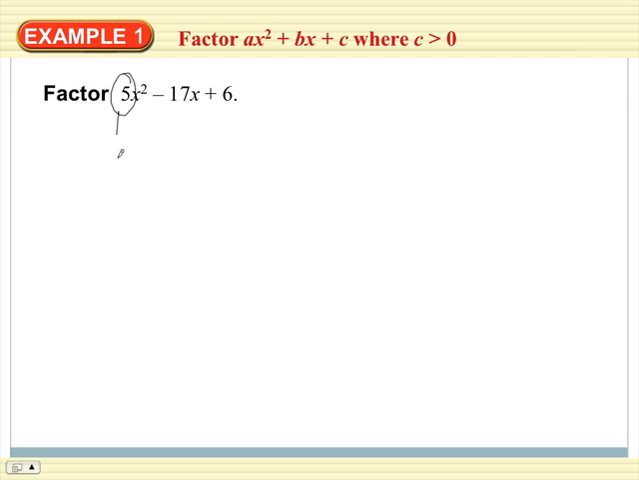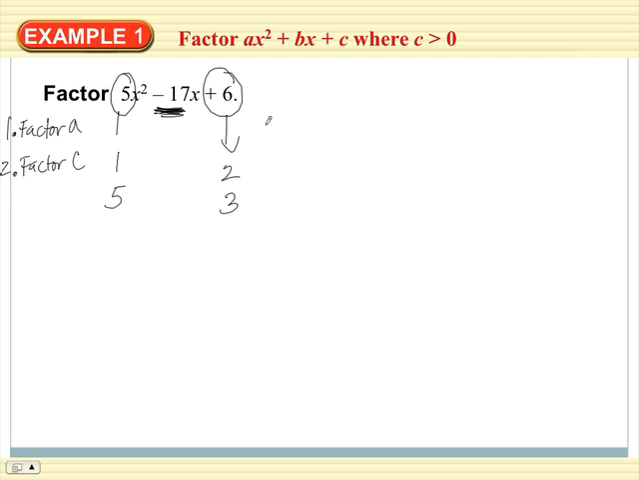Step 1, factor A, which only factors into 1 and 5, 5 and 1. Then step 2, factor C. What are the common factors of 6? 2 and 3, 1 and 6. I'm going to go for 2 and 3 first. Your whole goal is to get 4 numbers that multiply and add together to give you negative 17. We're still trying to get that middle term, only we got 4 numbers to work with instead of 2. So it's a little bit trickier.